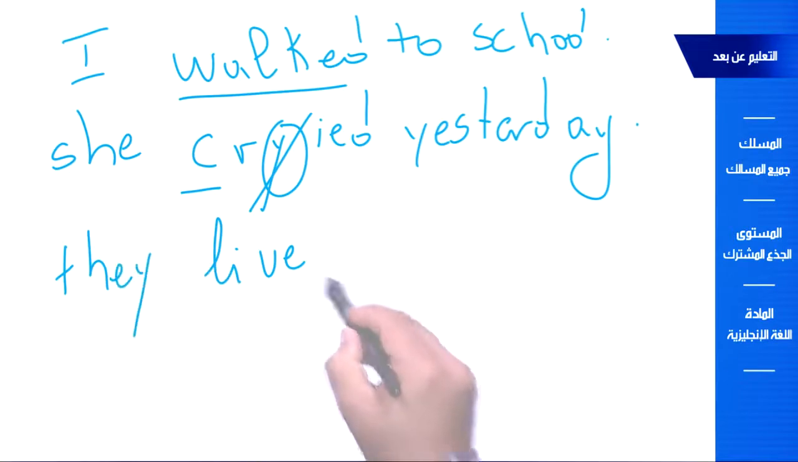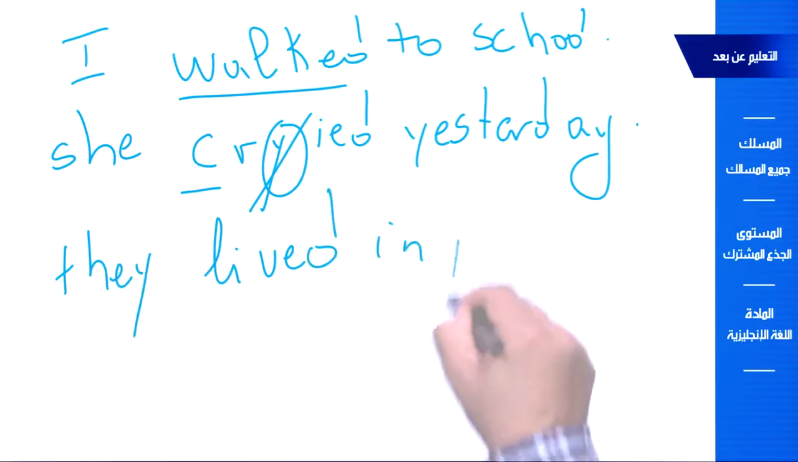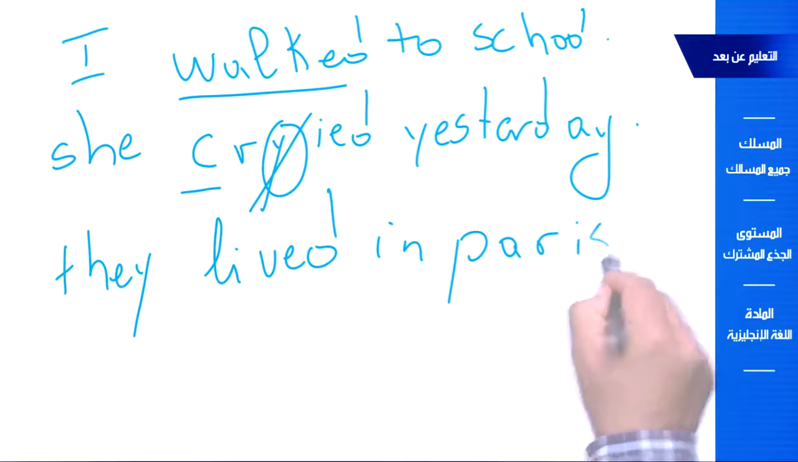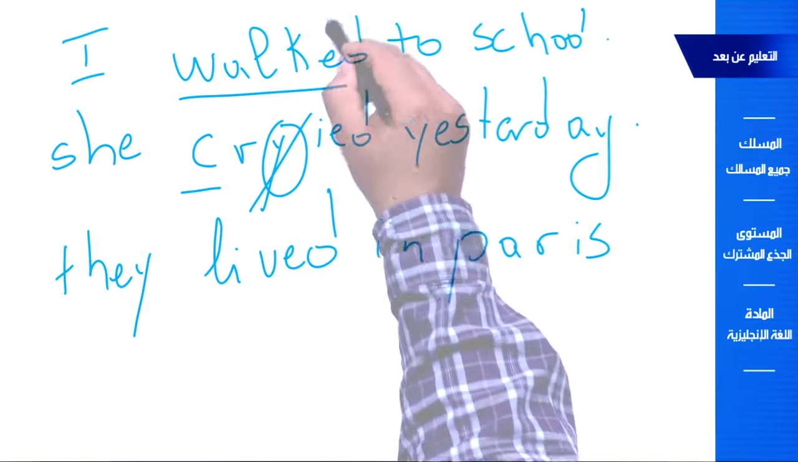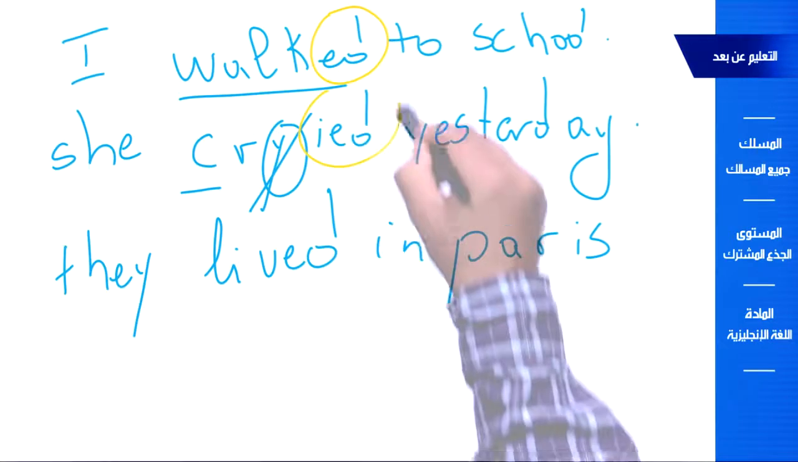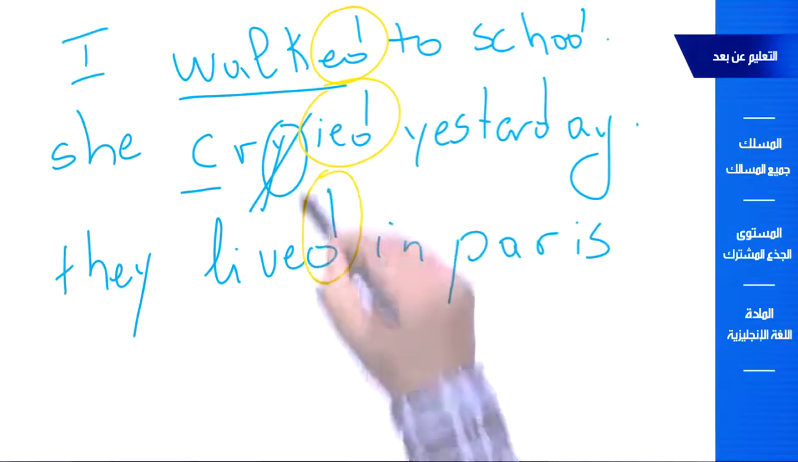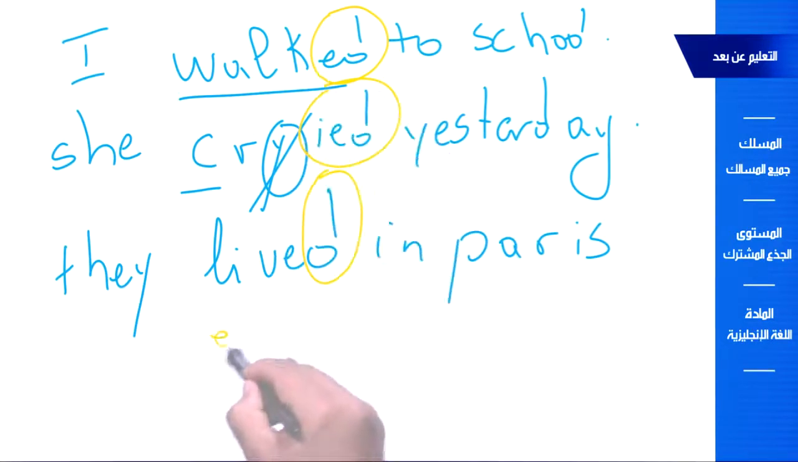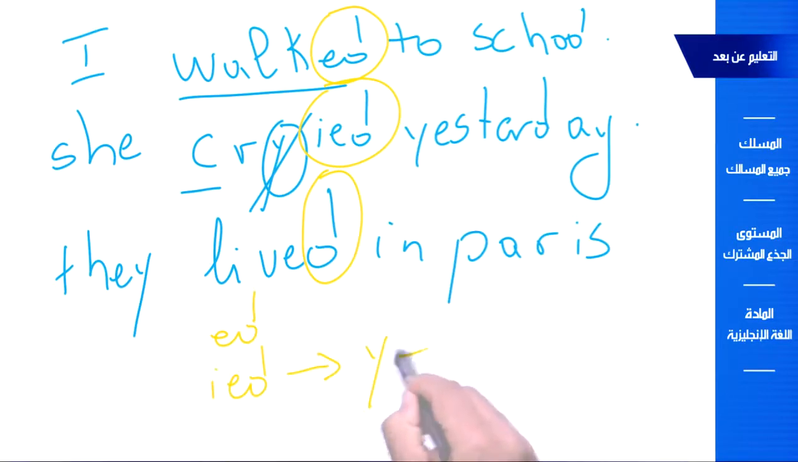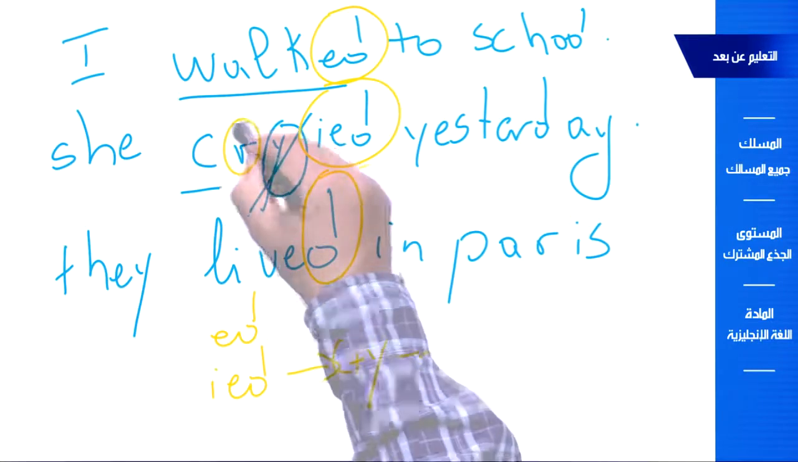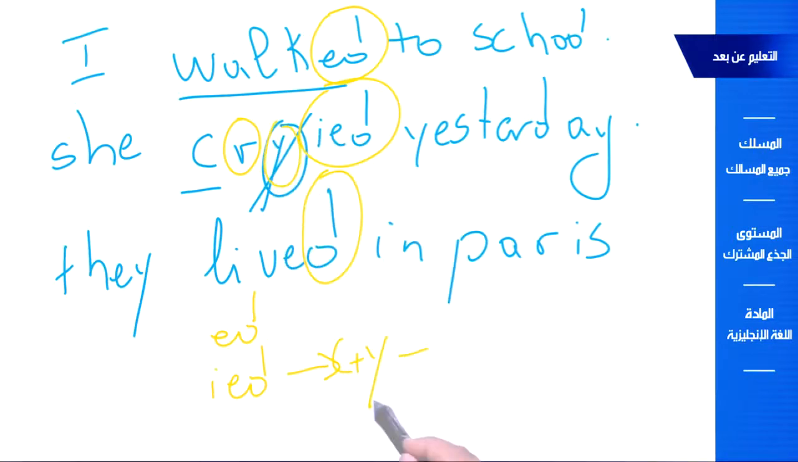They lived in Paris, for example. They lived in Paris last. They lived in Paris. So what do we have here? We have ed or ied or just d. When do we have ed with normal verbs? We have ied with what? With y plus consonant. When we have y plus consonant, like for example, this is a consonant, and this is y. So we omit the y and we add ied.